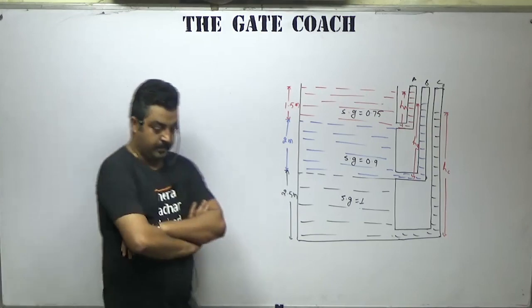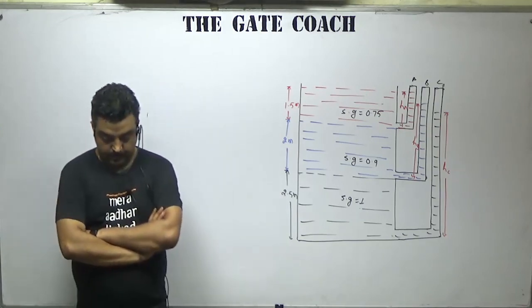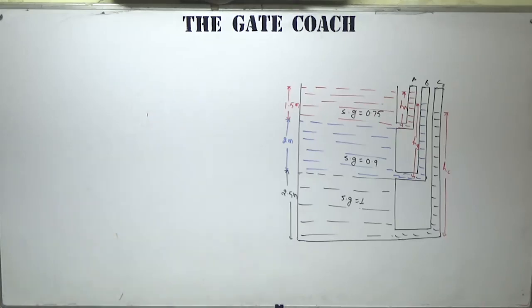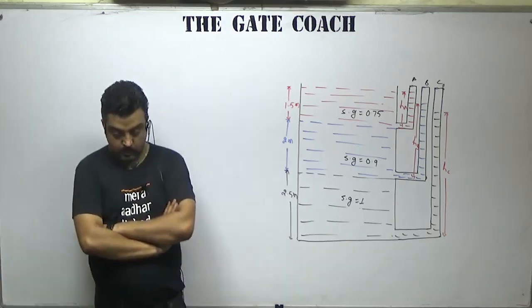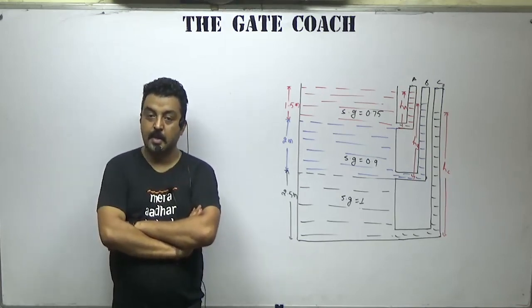So what is HA? 1.5 meter. HB? B is 3.25 meter and C is 5.425.